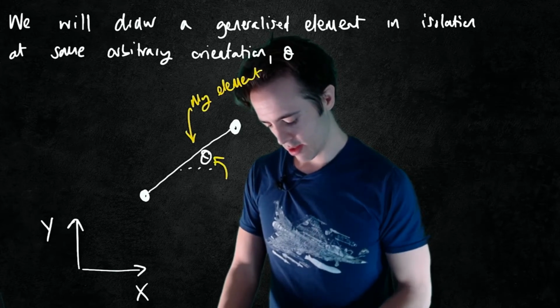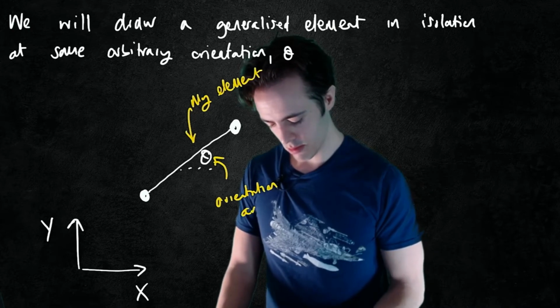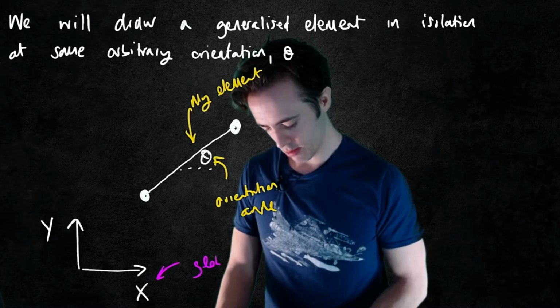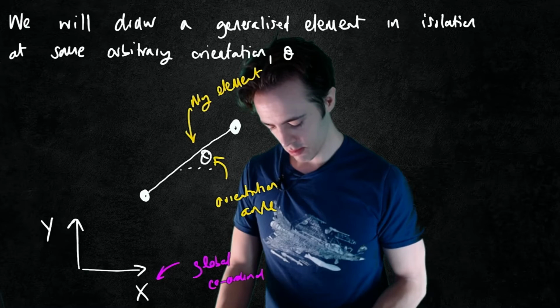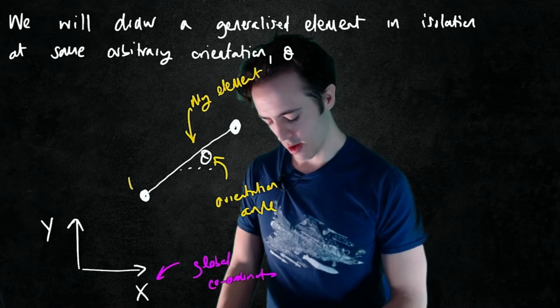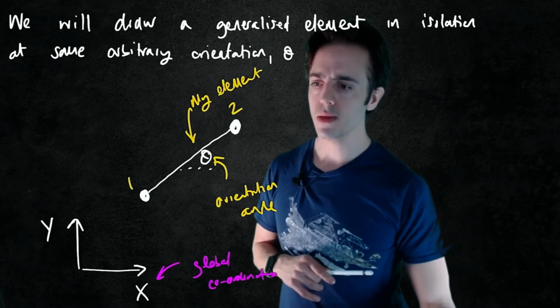This is its orientation angle. These are our global coordinates. And then this would be its node 1 and its node 2. Elements go from node 1 to node 2.